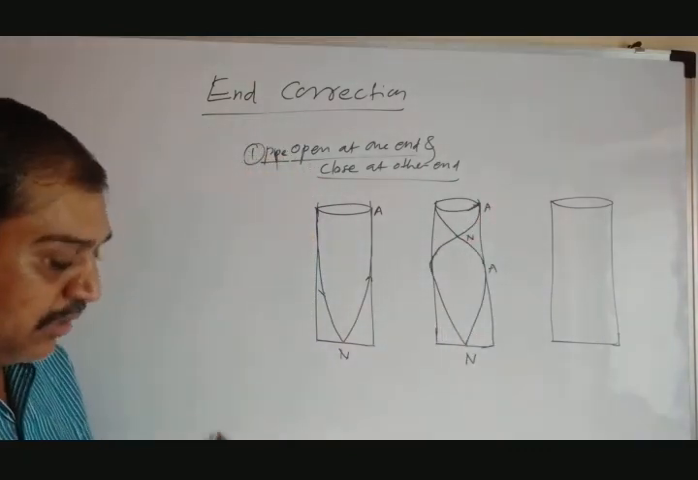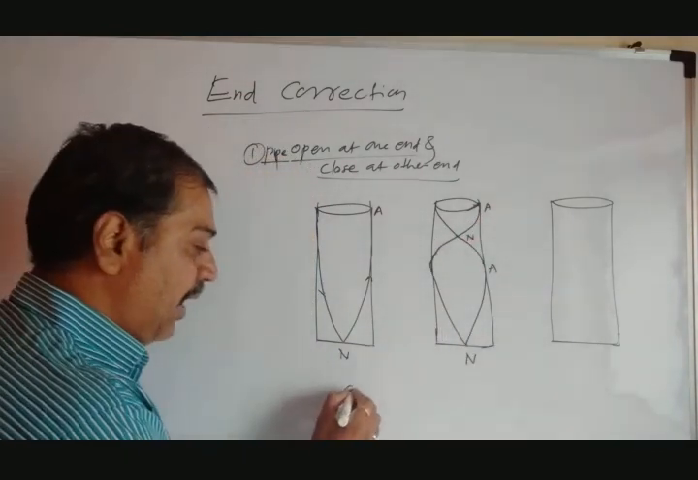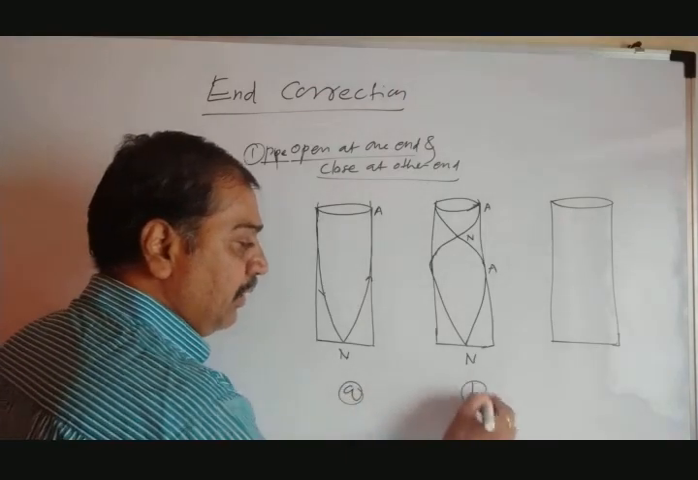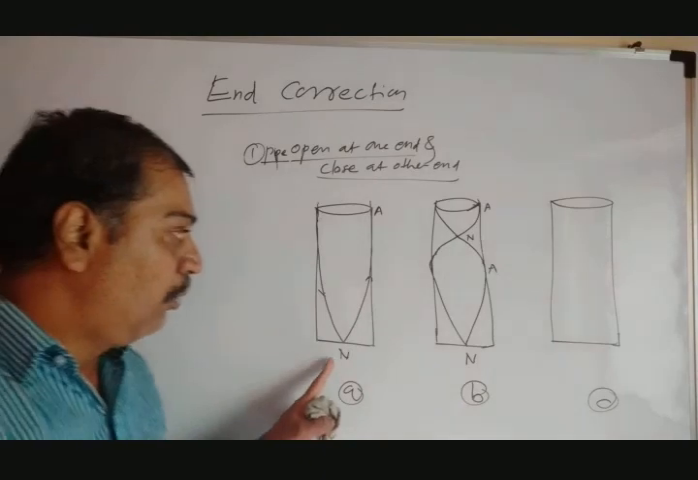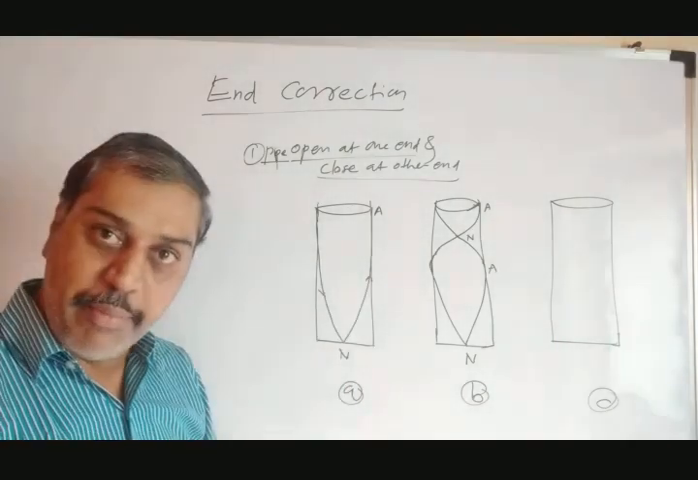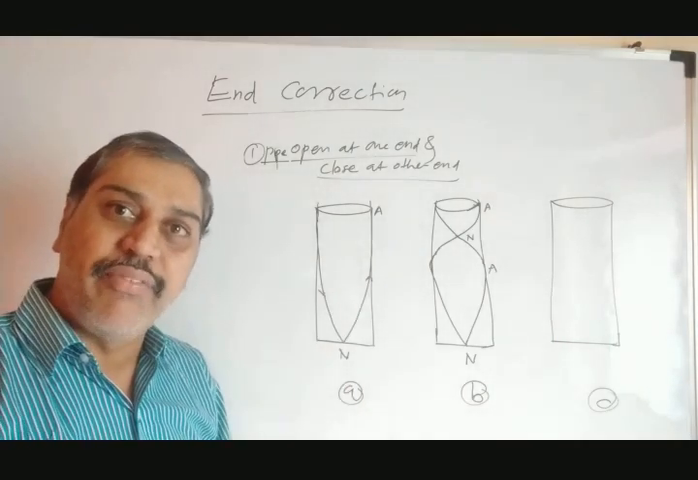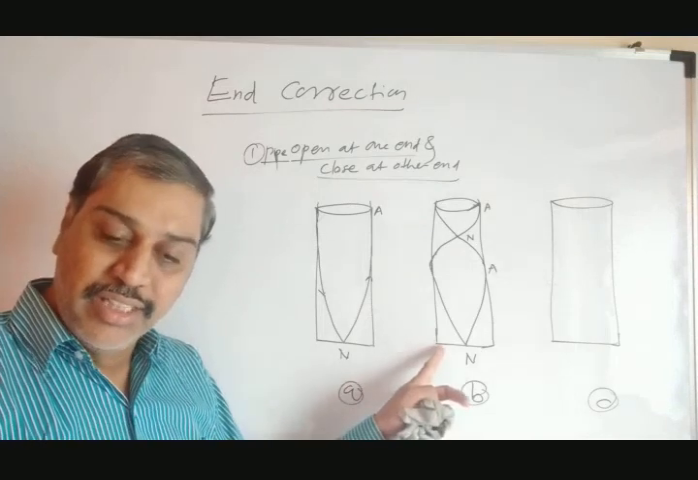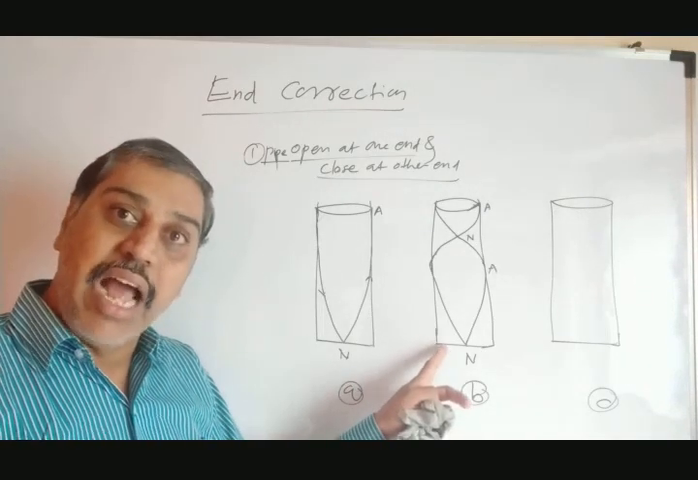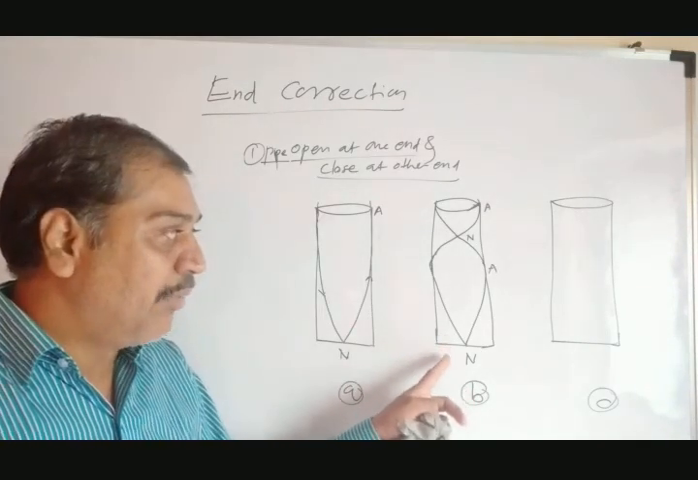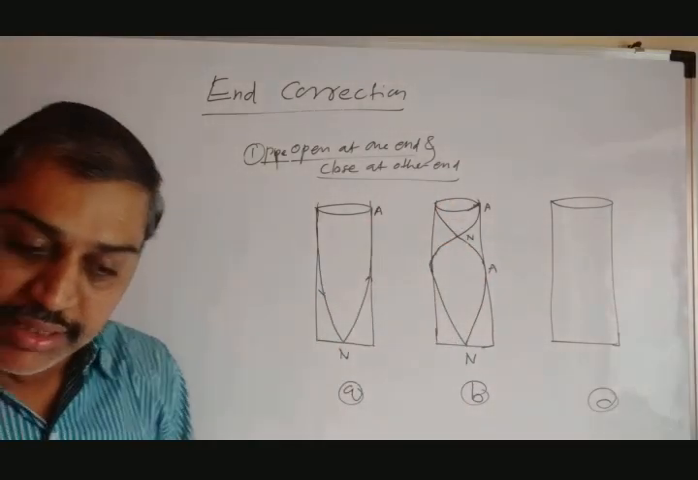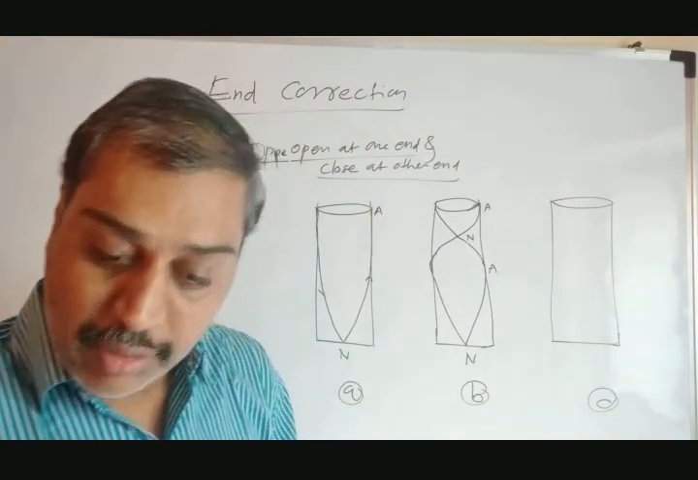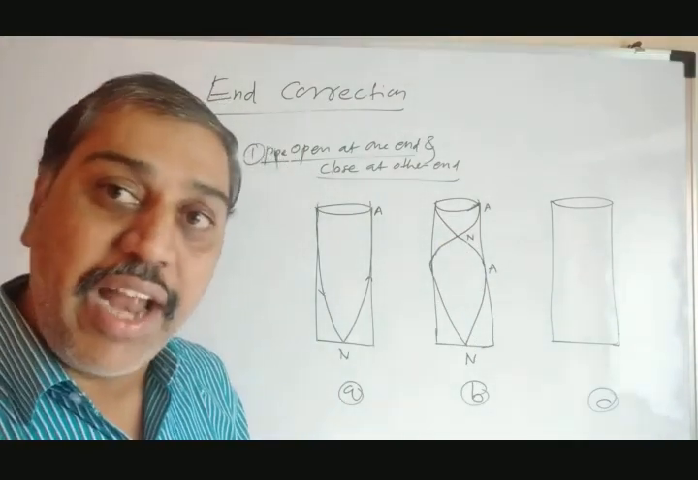In this case, the first diagram is A, the second is B, and the third is C. In the first diagram, only one node and one antinode get formed. Second diagram, you must draw it well. I have not drawn that very well here. Just look at the book, you must draw it as according to the book. In the second diagram, there are two nodes and two antinodes. In the third case, there are three nodes and three antinodes.